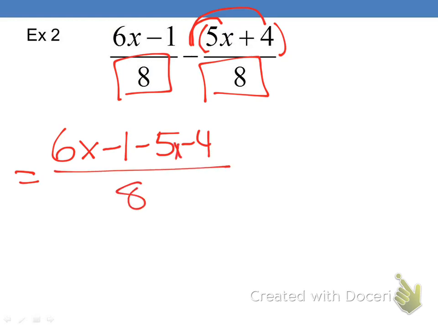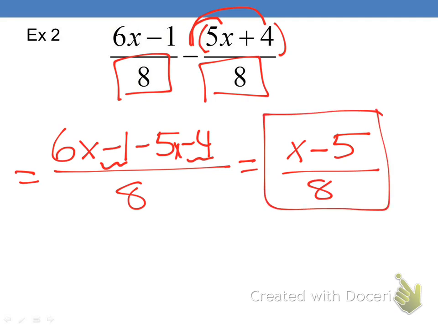All over 8. Don't forget, minus 5x minus 4. Now combine your like terms. 6x minus 5x is 1x. Negative 1 minus 4 is minus 5 all over 8.